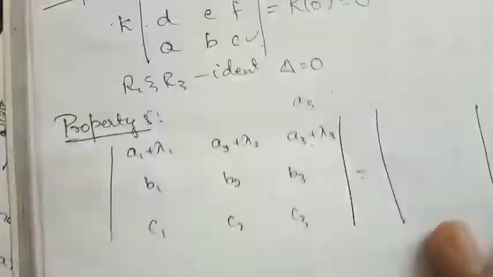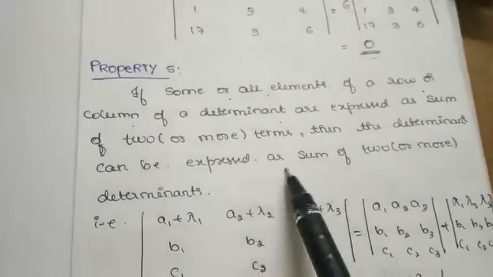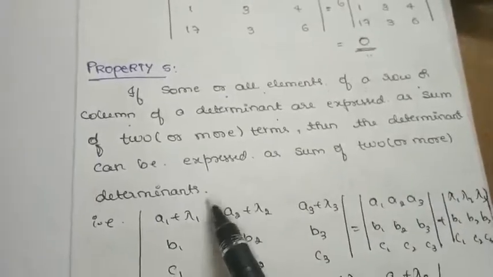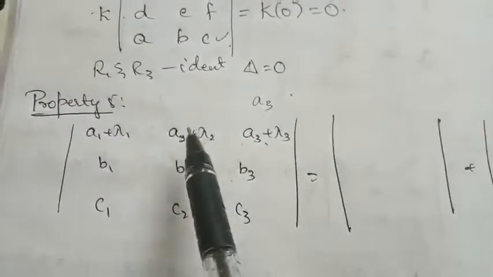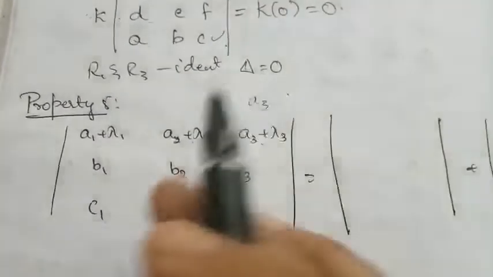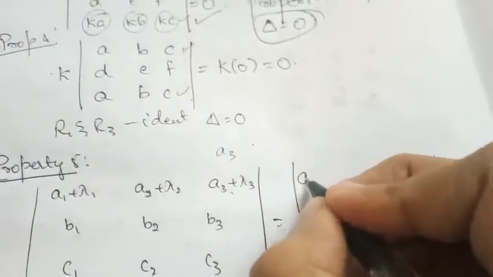Suppose it is in this manner. Then what they are saying is that the determinant can be expressed as a sum of two or more determinants. If the determinant is in this manner, then it can be expressed as a sum of two or more determinants. How is it a sum of two or more determinants?